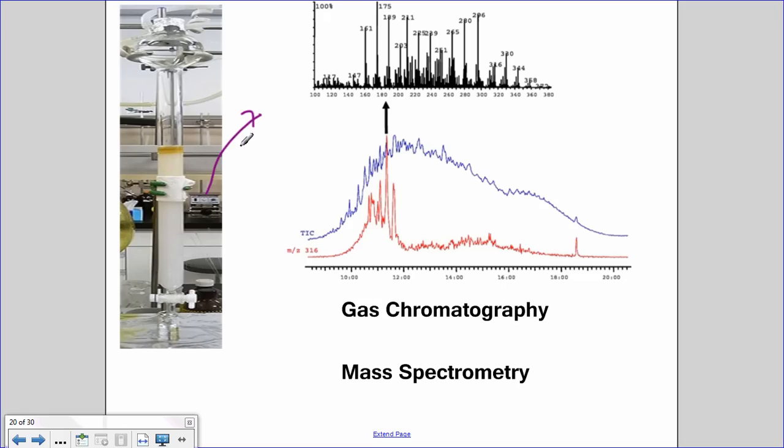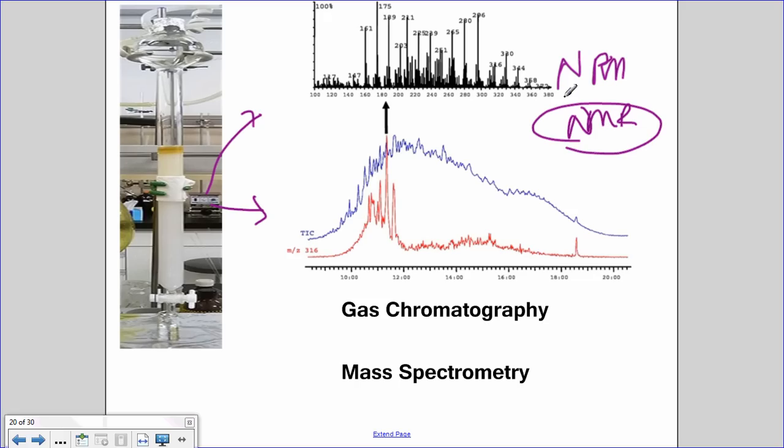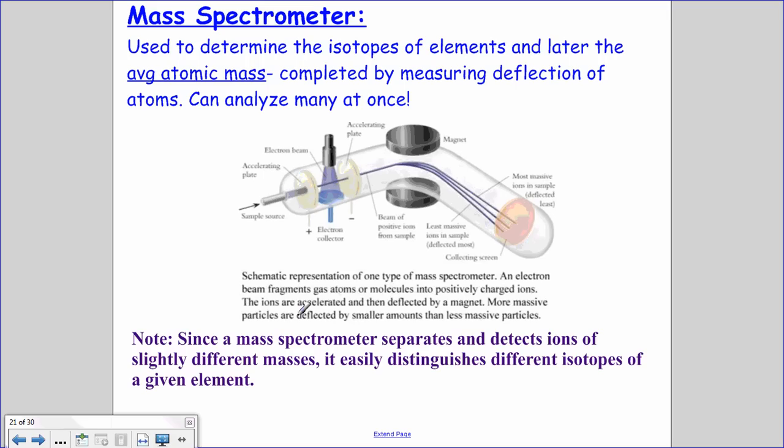These are the printouts of data that come from a gas chromatography experiment. We actually will learn how to read NMR, and that's kind of what this is. Different peaks relate to different compounds present. So we'll actually learn how to read a little bit of that.